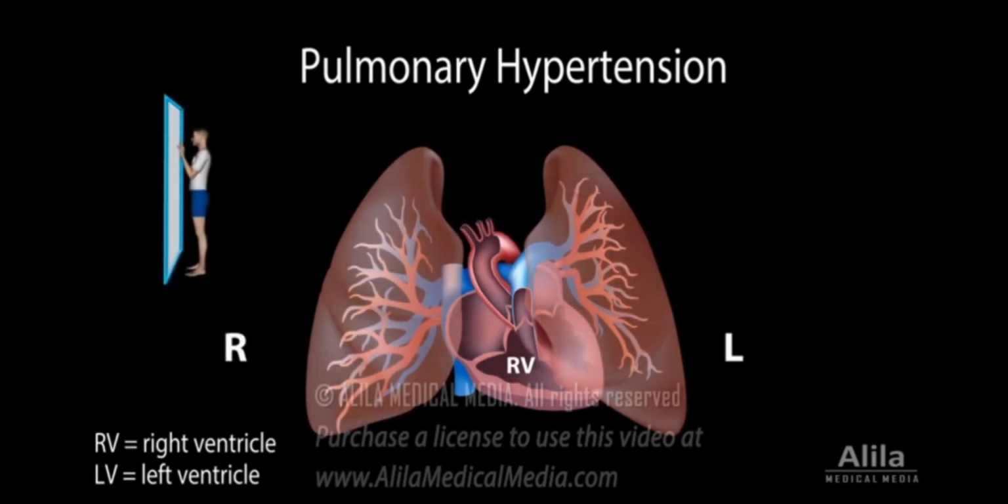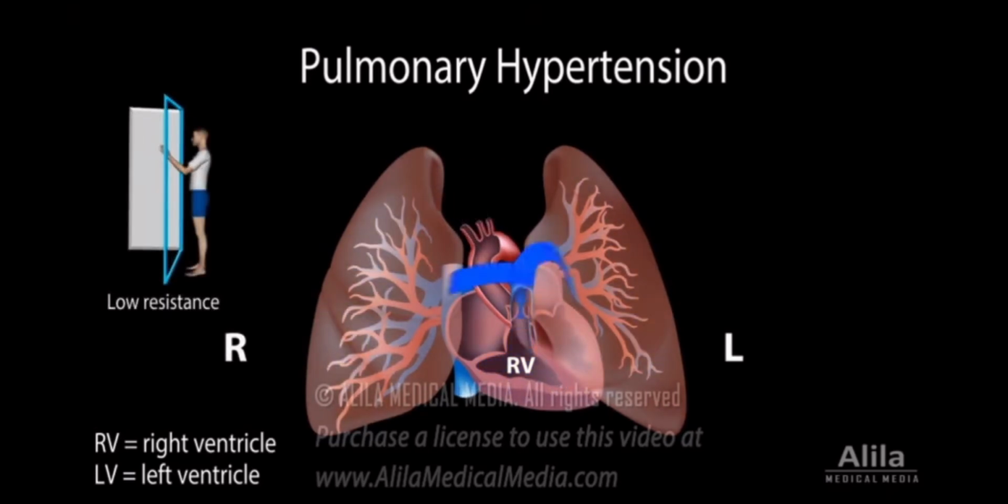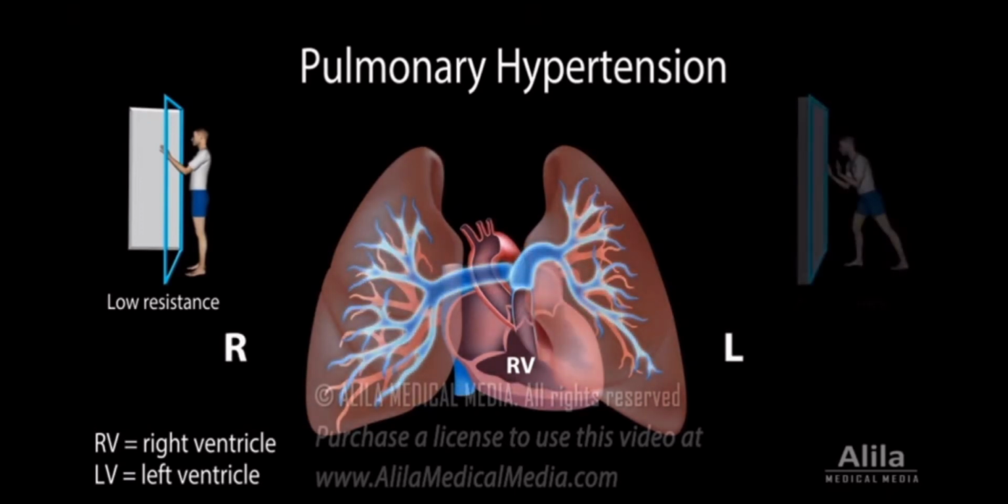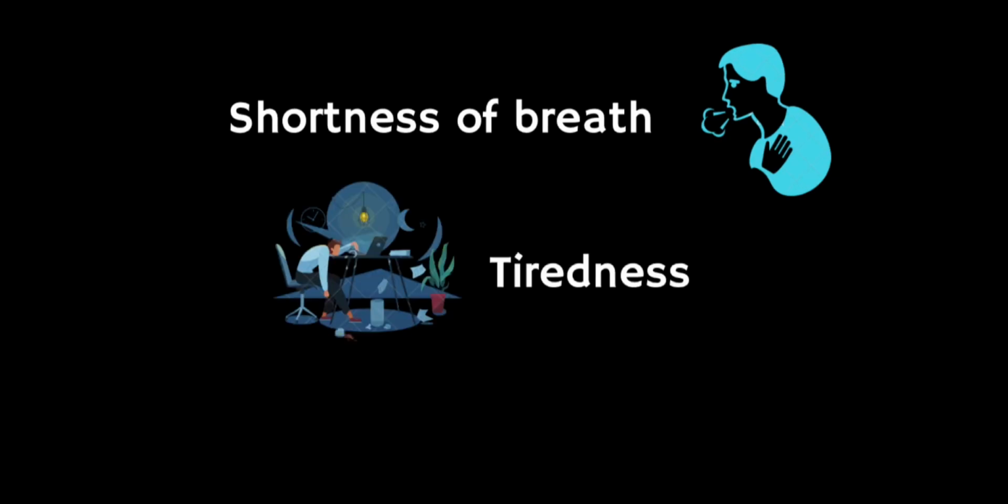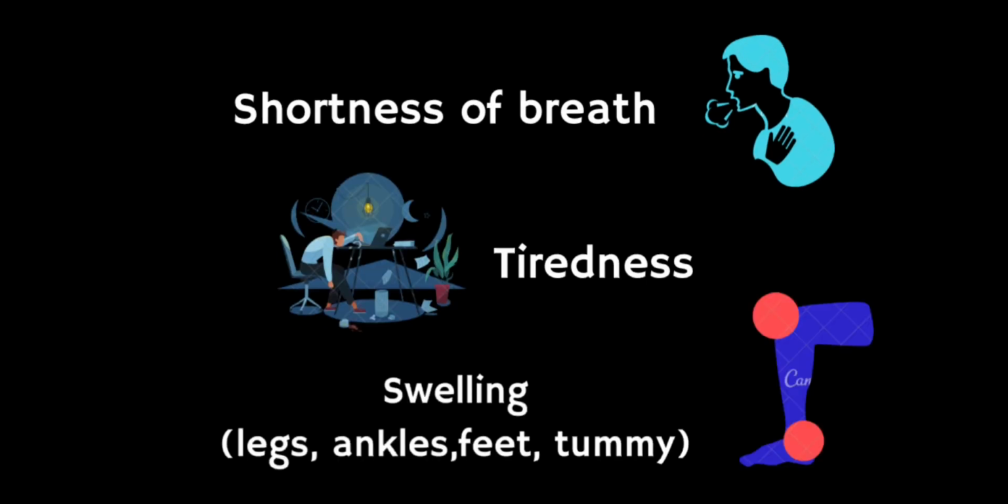Normally, the right ventricle pumps against a low-resistance pulmonary circuit. Increased blood pressure in the lungs results in a greater resistance. The right heart must work harder to push blood through pulmonary arteries. This causes the right ventricle to thicken, enlarge, and eventually fail, a condition known as right-sided heart failure. Symptoms of pulmonary hypertension may include shortness of breath, tiredness, and swelling in the legs, ankles, feet, or tummy.